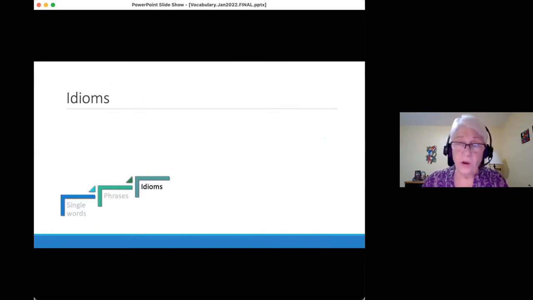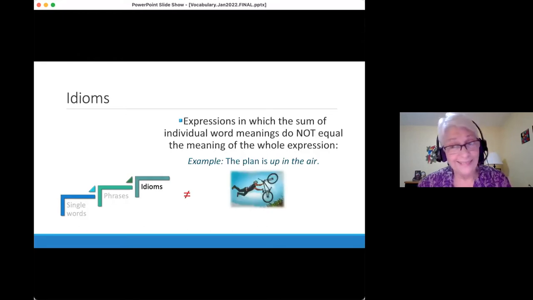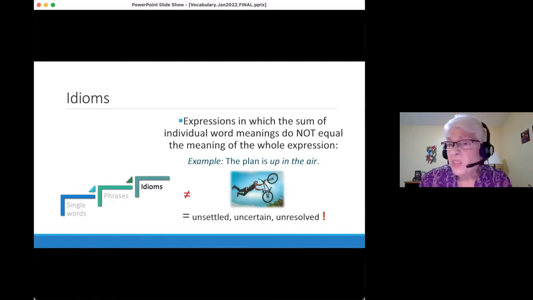And the third category of vocabulary, again, overarching category, is idioms. And idioms are expressions in which the sum of the individual word meanings do not equal the meaning of the whole expression. So think about the idiom in English. The plan is up in the air, right? It doesn't mean this. Literally, it's not up, it's not in, and it's not the air. Instead, this idiom means that something's unsettled or uncertain or unresolved.